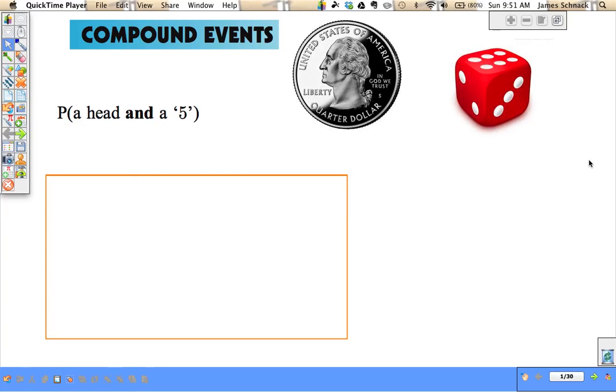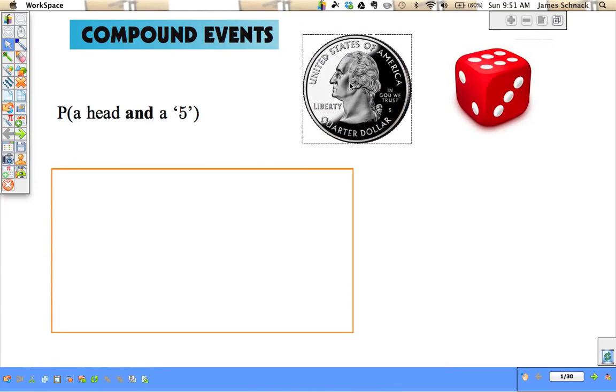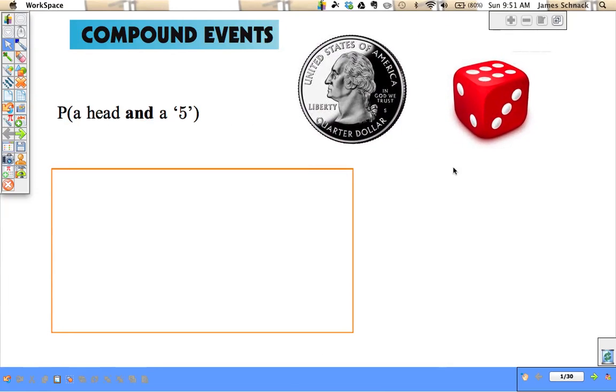In this video we're going to talk about compound events, so more than one event happening. In this problem that we're going to look at first, we're flipping a coin and rolling a die. And I want to know what is the probability that I get a head when I flip the coin and a 5 when I roll the die.